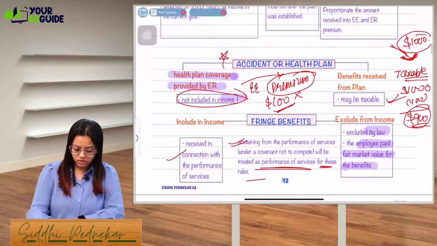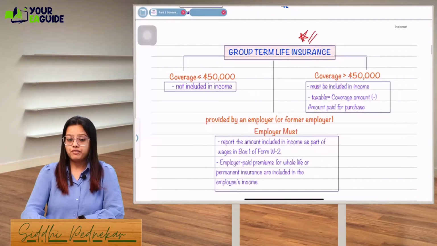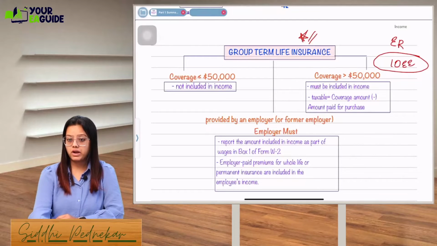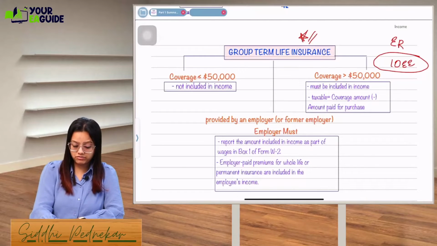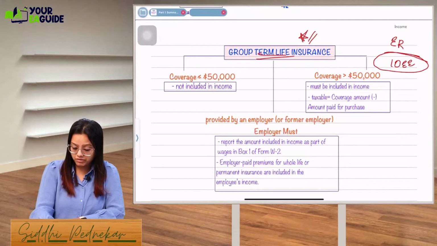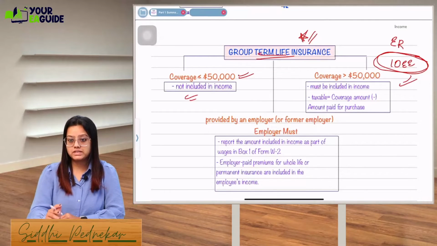The next one is group term life insurance policy. This is important. Whenever an insurance is taken by the employer for all the employees, let's say a group of 10 employees, the employer has taken a term life insurance policy for, let's say, 5 or 6 years. Term life means what? For a certain number of years, right? And if the coverage for all 10 employees is within 50,000, then it will not be included in the employee's income as a benefit.